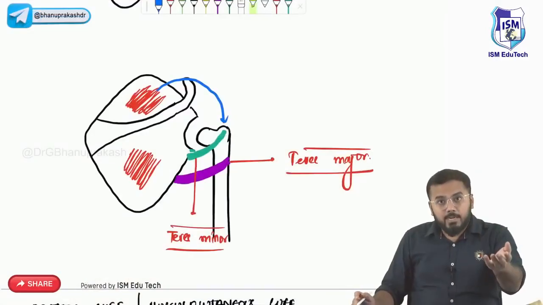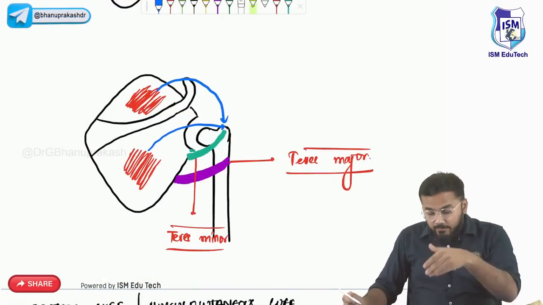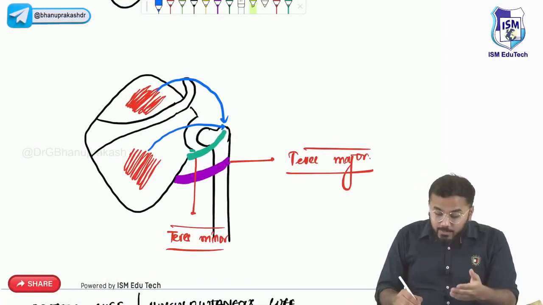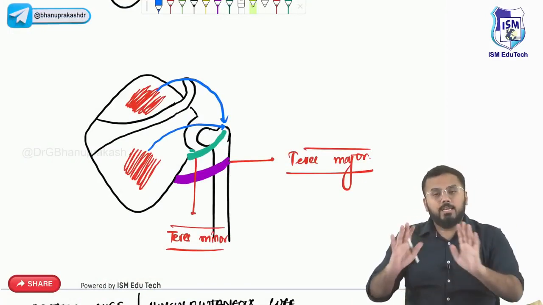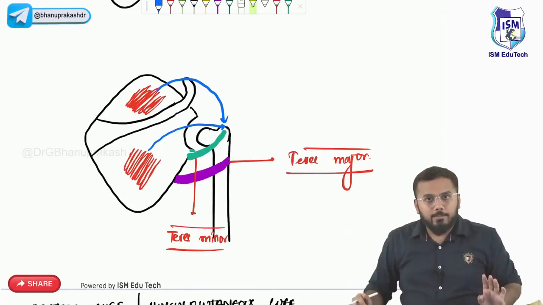Then where does infraspinatus attach? Infraspinatus also attaches to the greater tubercle. Then where does teres minor attach? Teres minor is also attaching to the greater tubercle. Then where does teres major attach? It attaches to the medial lip.